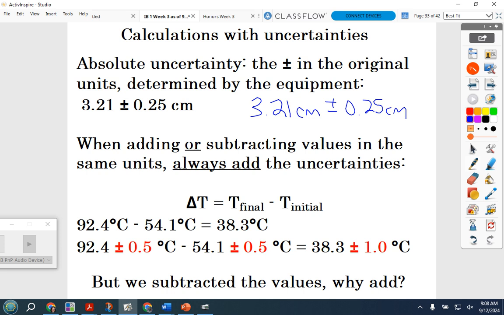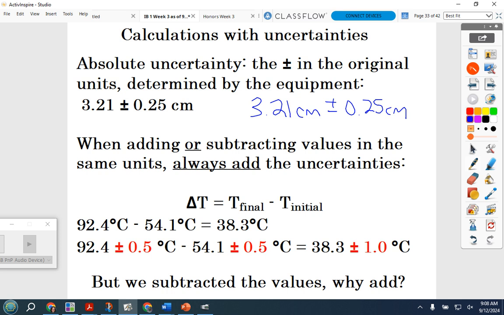When we subtract those, we have to add the uncertainties. Anytime we're bringing two uncertainties together into a calculation, the uncertainty of our final answer has to be more than the original uncertainties, or at least as much as the original uncertainties. Just like we can't have more sig figs than we started with, we also can't have less uncertainty than we started with.